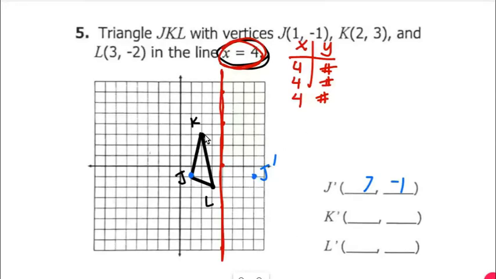For K, K was 2 units away from the line of reflection, so K prime will be 2 units in the other direction. So if K is 2 units to the left, K prime will be 2 units to the right. So K prime will be 6, 3.